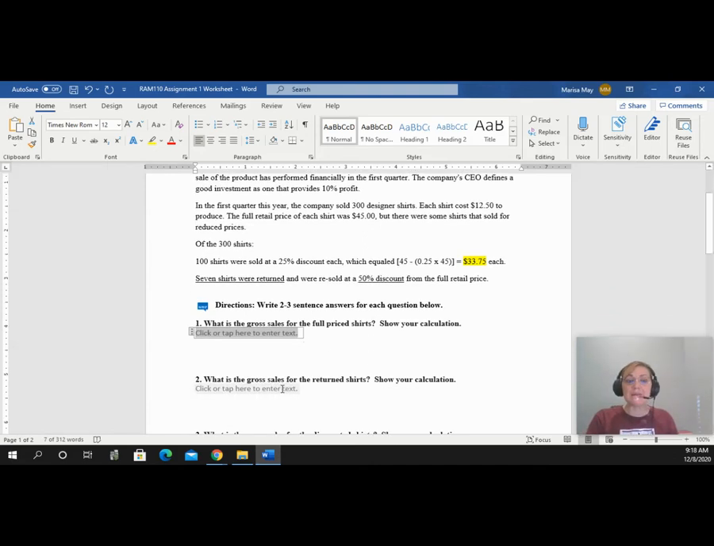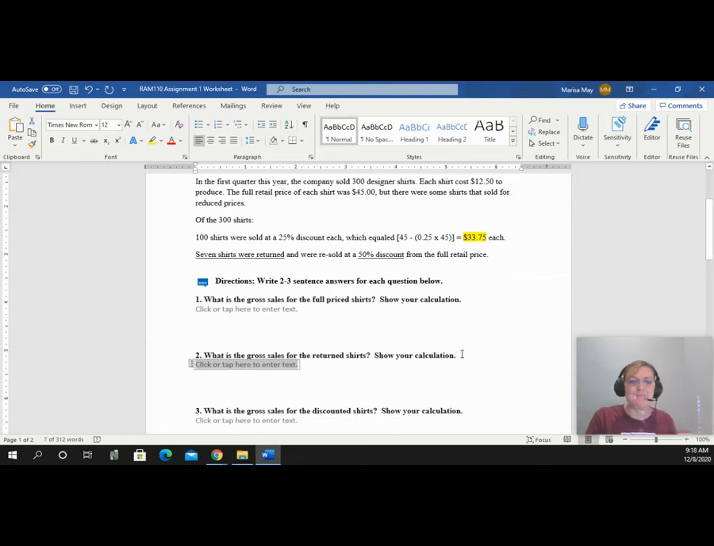Then you're going to keep going and ask about the gross sales for the returned shirts. So this is where I want you to take the number of shirts that were returned, read the prompt closely, and multiply by the price of the returned shirts. Now, I know they're returned, but they had to sell originally at full price. So I hope that helps you a little bit with that one.